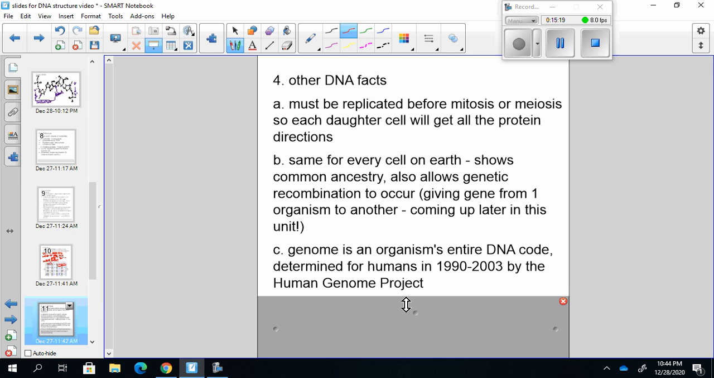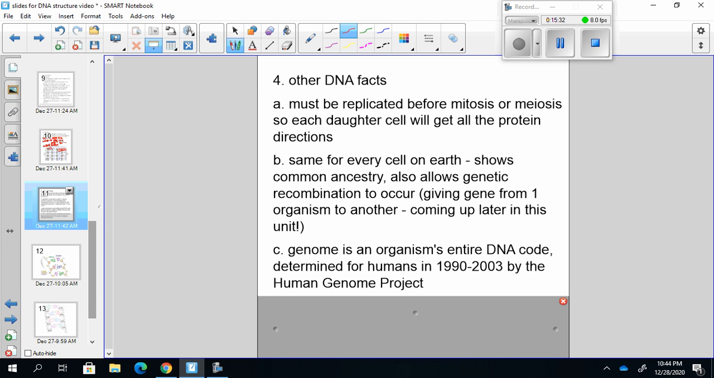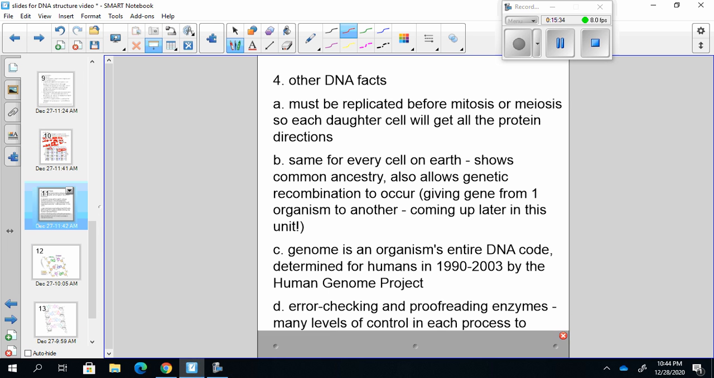Another thing I just thought was interesting is the Human Genome Project. They figured out the entire DNA sequence. They started in 1990 and they finished in 2003. So they now know all the genes that make up the human chromosomes. And it's also cool to know that you have error checking and proofreading enzymes. So there's so many levels of regulation to make sure that there's not mistakes, and when there are mistakes, to fix it.